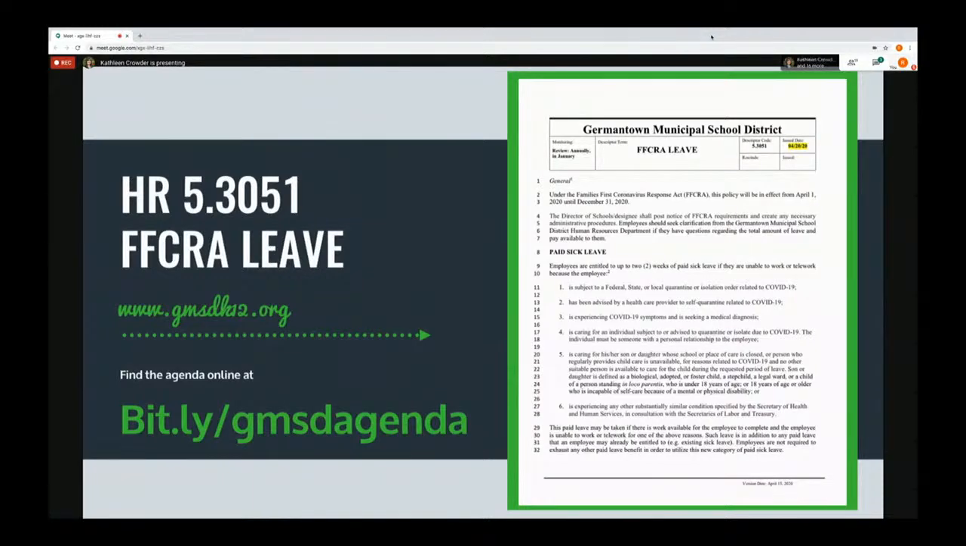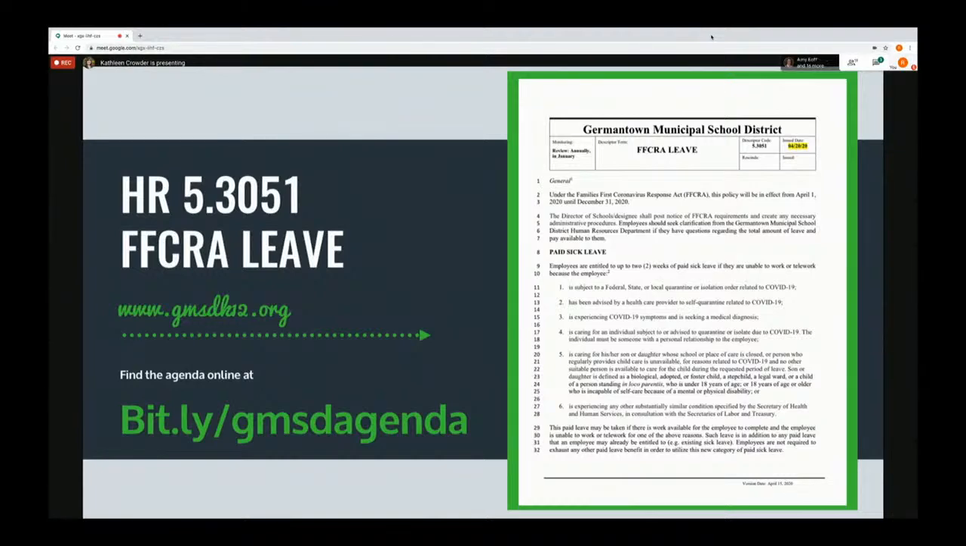The reasons center around being quarantined, experiencing COVID-19 symptoms, taking care of a family member who is quarantined or sick with COVID-19, or being unable to work because the employee has to care for a child whose daycare or school is closed due to COVID-19. In regard to the expanded FMLA leave portion of this policy, the FFCRA leave also expands FMLA leave to allow for employees who are unable to work or telework to take up to 12 weeks of leave to care for a child because of a school or daycare facility closure specifically related to COVID-19.